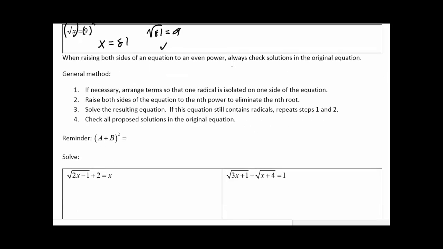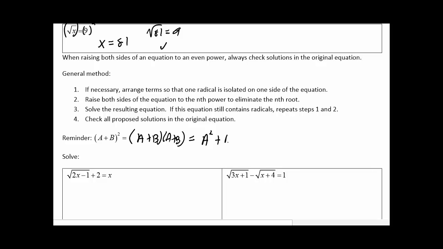Okay, and one thing that's going to help this go a little bit quicker is if we understand a foiling pattern. If I take (a plus b) squared, that's (a plus b) times (a plus b), which is a squared plus ab plus ab plus b squared, which if we combine like terms, is a squared plus 2ab plus b squared.